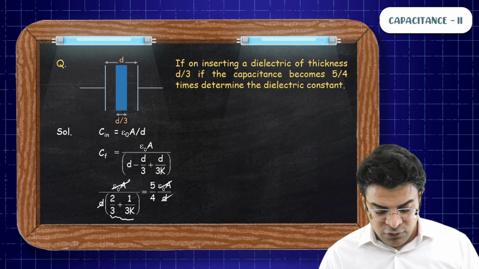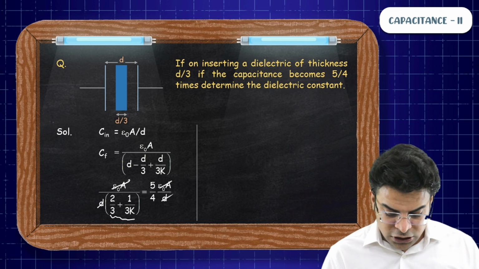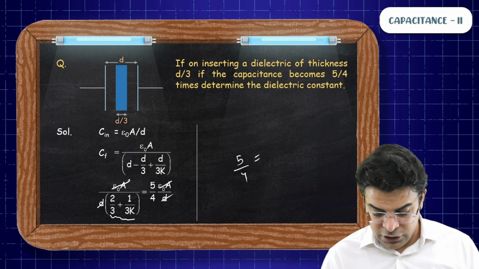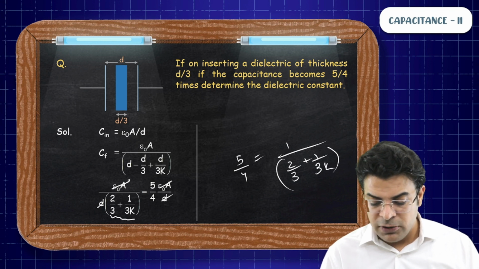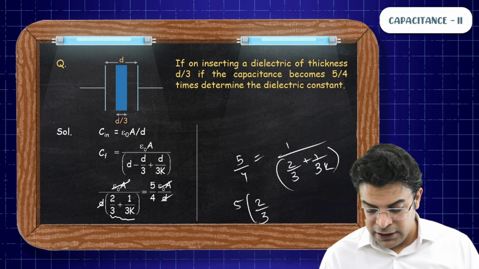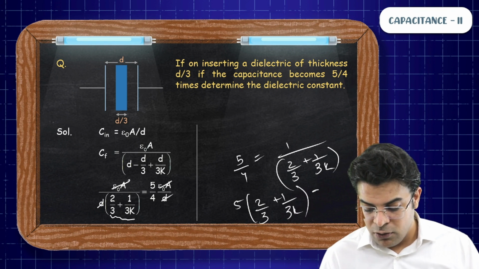So what you get from here, on cross multiplying, is 5 by 4 equals 1 upon (2 by 3 plus 1 by 3K). On cross multiplying here, you get 5 into (2 by 3 plus 1 by 3K) equals 4.